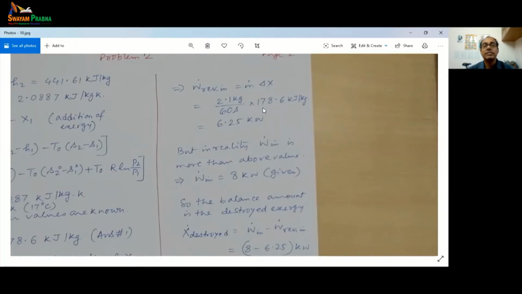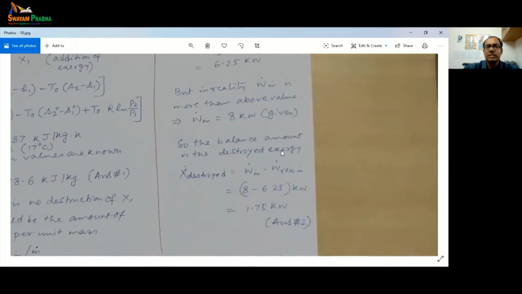That means that if the compressor were reversible, then only 6.25 kilowatt of work input would cause the same amount of temperature and pressure rise in the compressor, right? But in reality, the W in, whatever the work input, is more than the above, right? Because it's not a reversible process, there will be some losses due to irreversibility. So this W in is given as 8 kilowatt. Now the balance amount is getting destroyed, right?